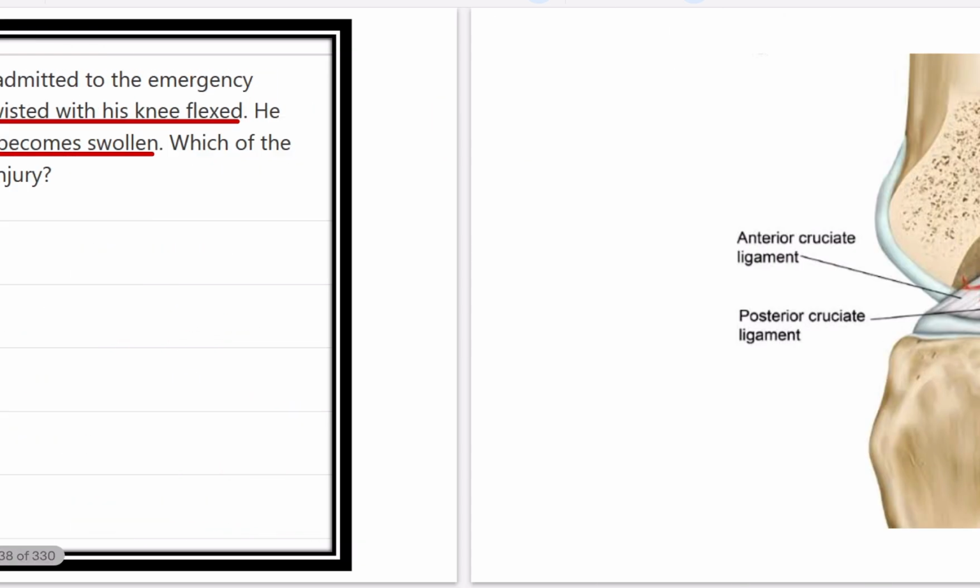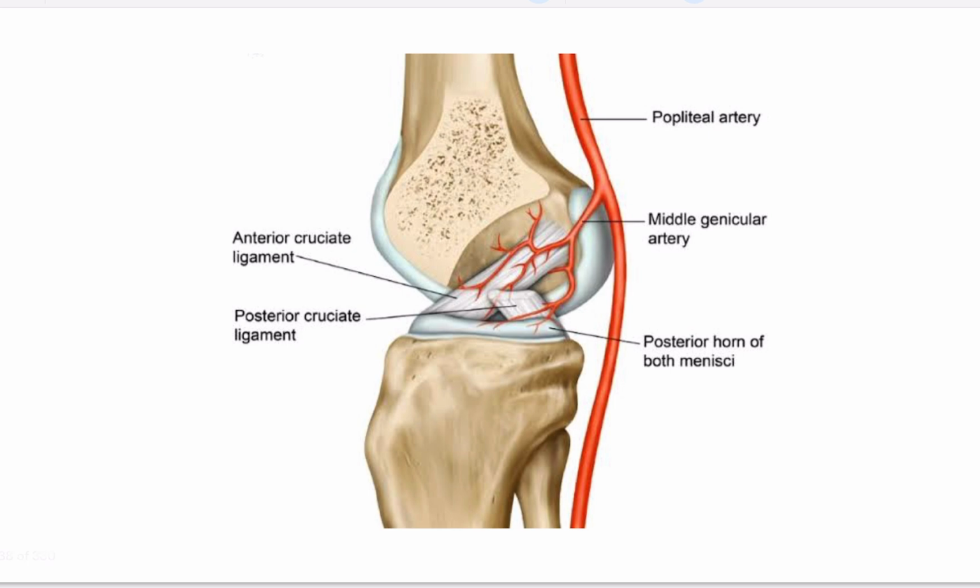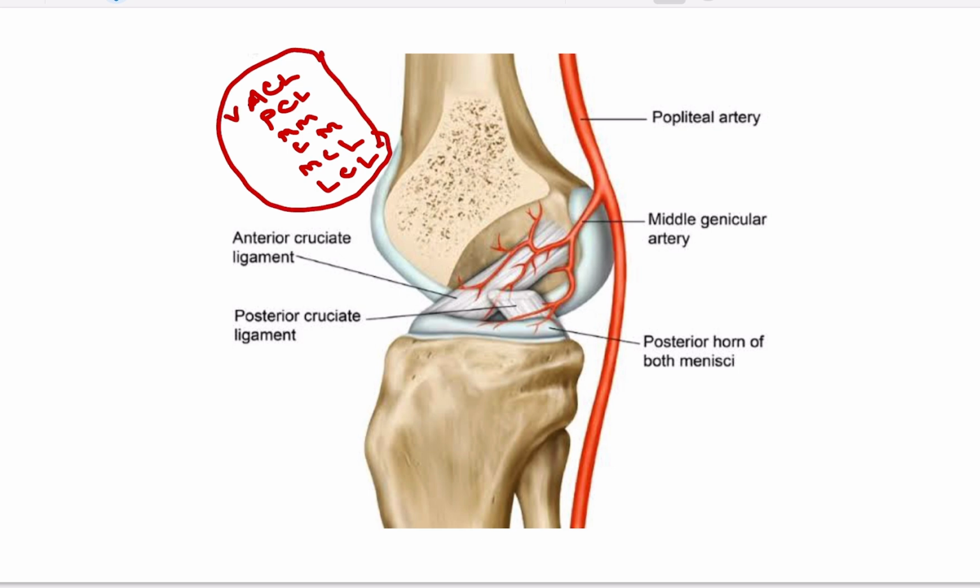So first of all, let's see the anatomy of the knee joint. There are 6 types of ligament structures present in the knee joint. They are the anterior cruciate ligament or ACL, PCL or posterior cruciate ligament, medial menisci, lateral menisci, medial collateral ligament, and lateral collateral ligament. Any of the structures may be injured, but most commonly the ACL, medial menisci, and medial collateral ligament are the most prone to get injured.